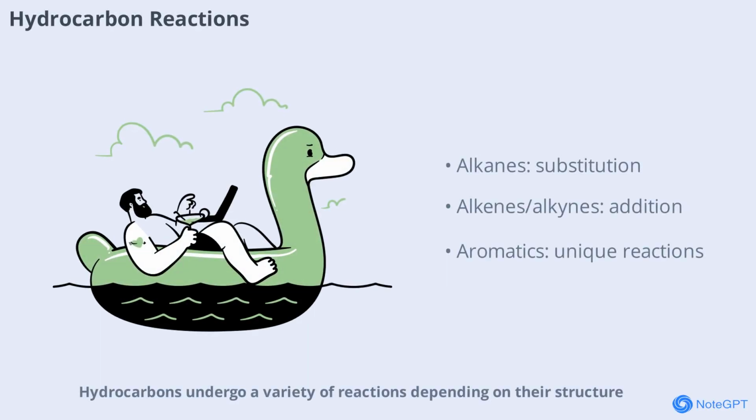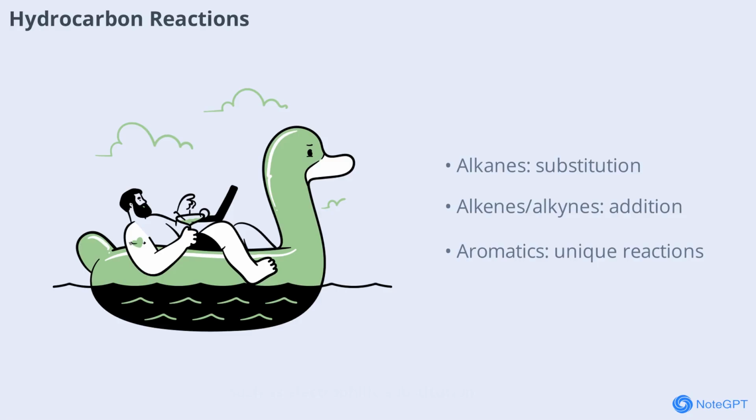Hydrocarbons undergo a variety of reactions depending on their structure. Alkanes mainly undergo substitution, while alkenes and alkynes favor addition. Aromatic compounds have their own unique reactions, such as electrophilic substitution. We'll summarize the key reactions for each type and provide tips for identifying them in questions.